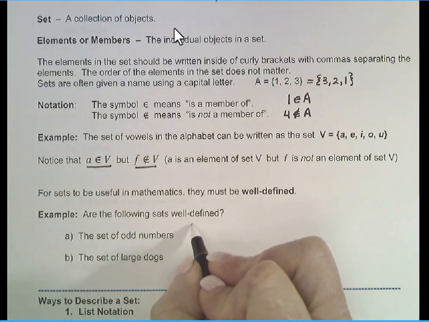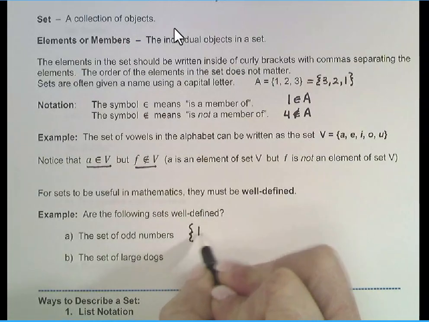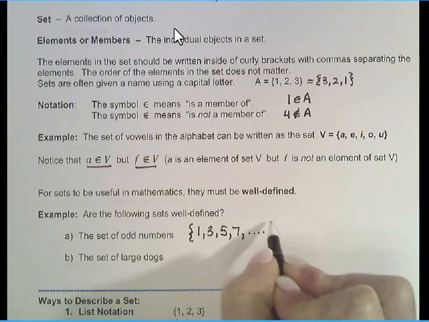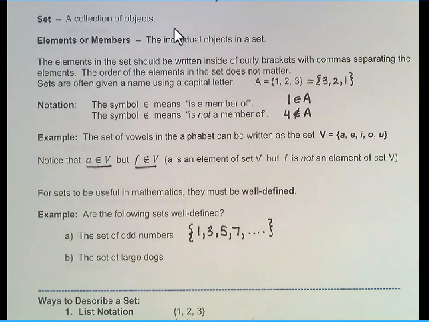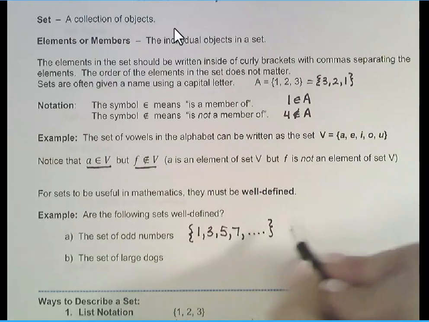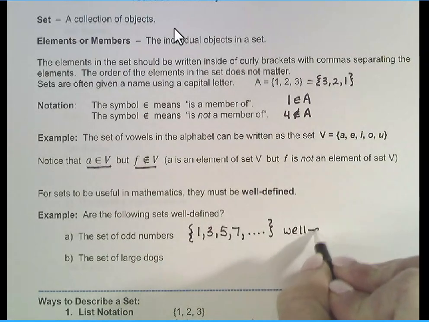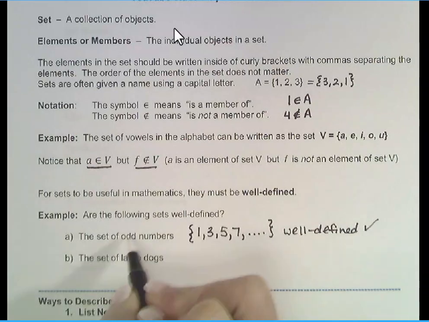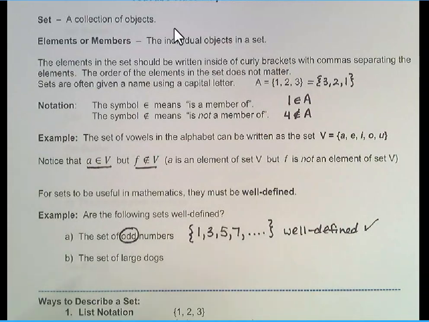And if you ask somebody what the set of odd numbers is, they would probably start writing you a list like this. And it's a set, so we put it in curly brackets, but we know that it starts with 1. 1, 3, 5, 7. These are all of the odd numbers. So this one is what we would call well-defined, because odd is a specific enough word.